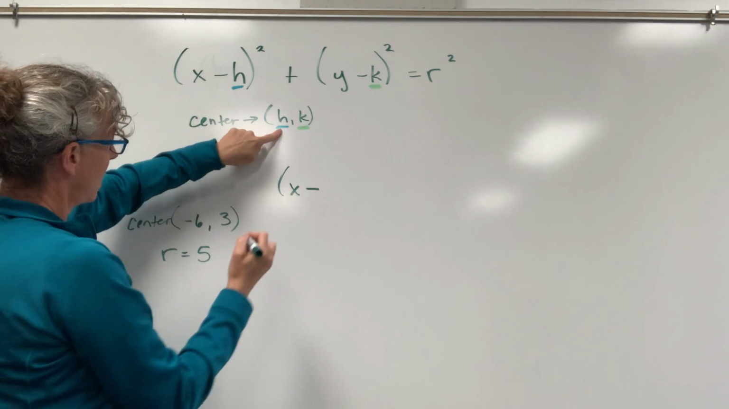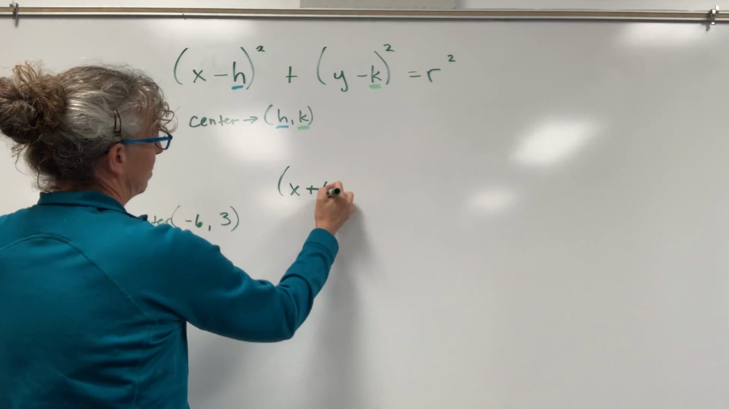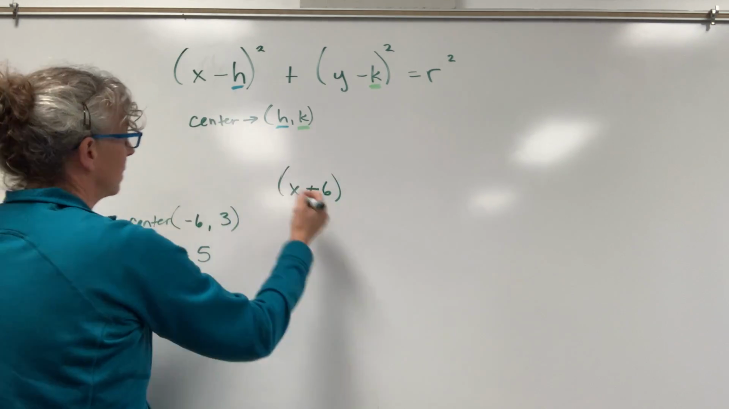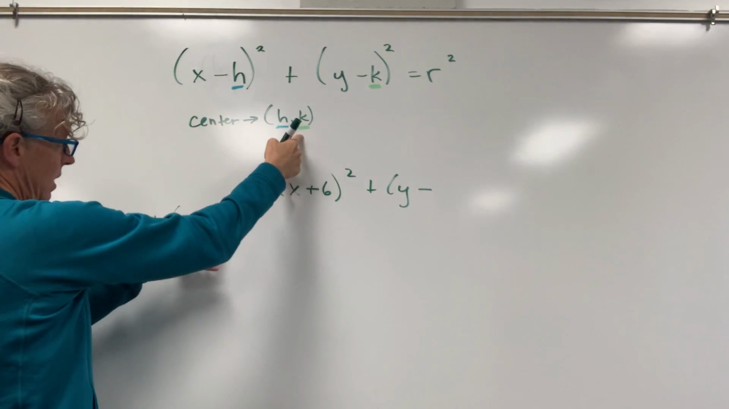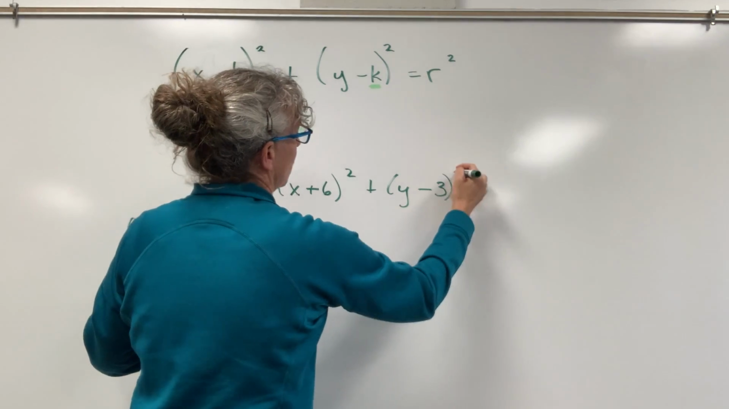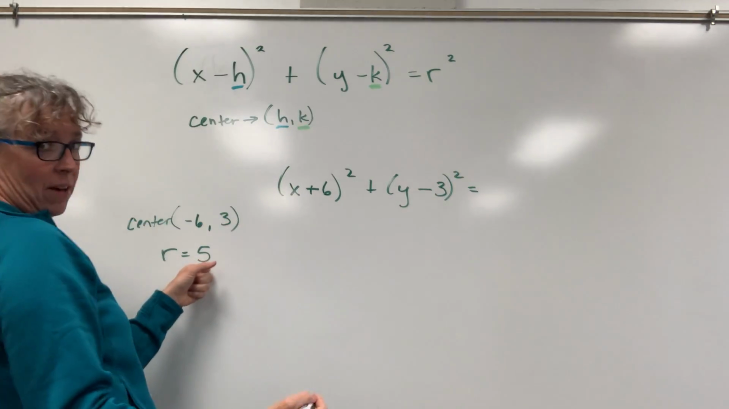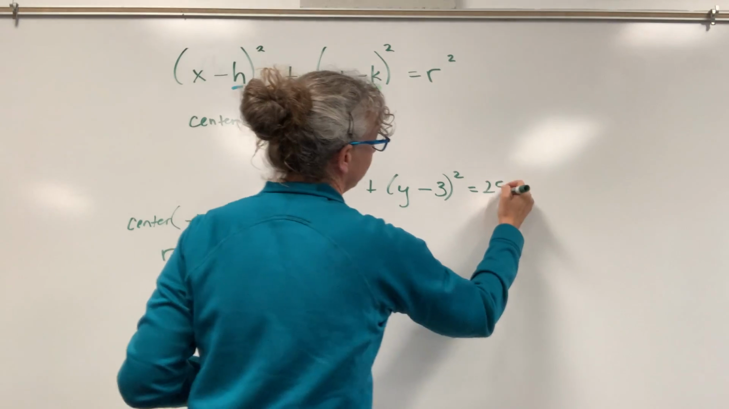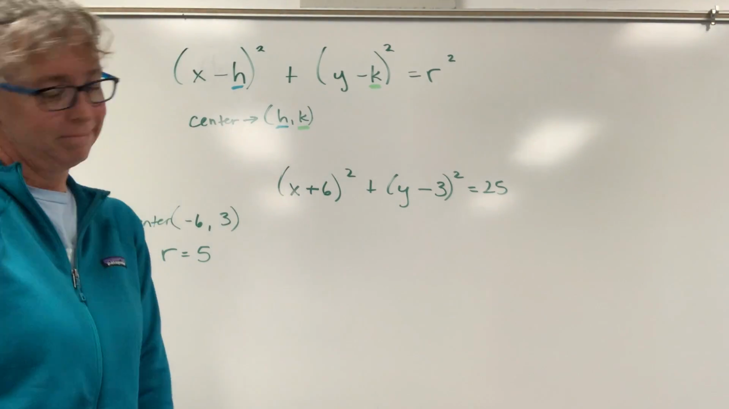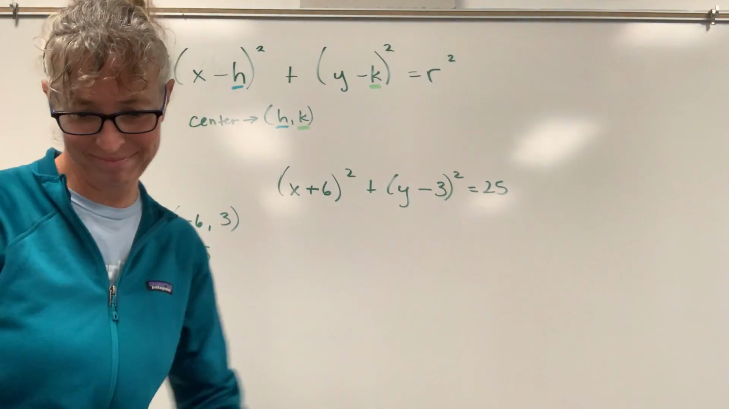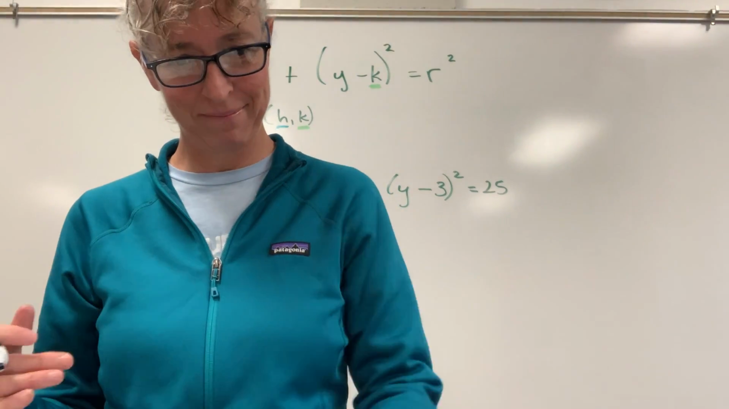X minus my x, which is going to be a plus 6, right? Because it's a minus minus, squared, plus y minus my y squared equals my radius, 5 squared. An equation for a circle. Done. Yay. Let's turn the page.